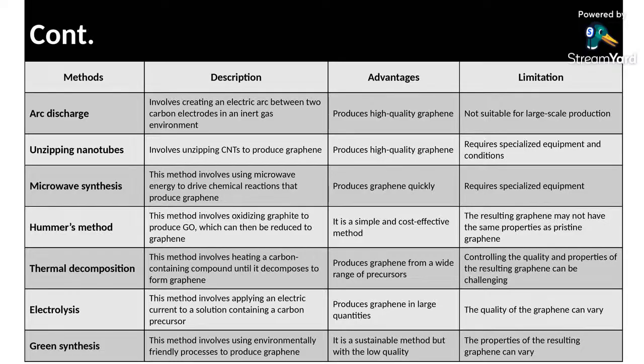Then electrolysis. This method involves applying an electric current to a solution containing carbon precursors. It produces graphene in large quantity, but the quality of graphene can vary. Then green synthesis, this method involves an environmentally friendly process to produce graphene, a suitable method, but the quality is low, and the properties of the resulting graphene are fair.